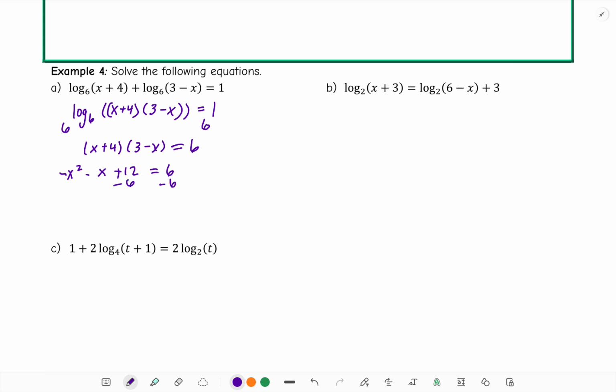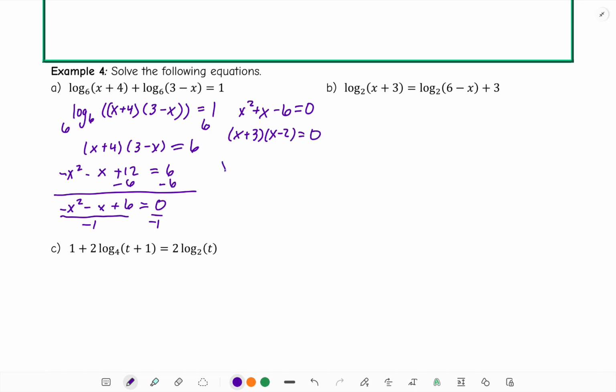Let's subtract 6 from both sides. Negative x squared minus x plus 6 equals 0. Divide by negative 1 to make life easier. X squared plus x minus 6 equals 0. That's x plus 3, x minus 2 equals 0. So x equals negative 3 or x equals 2.